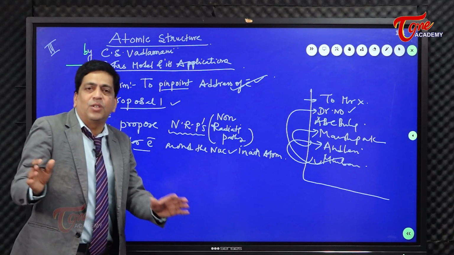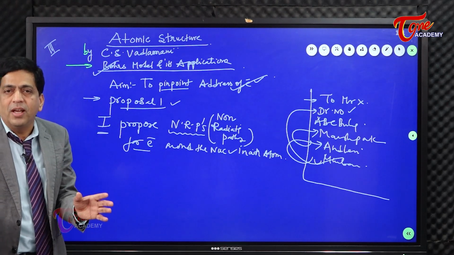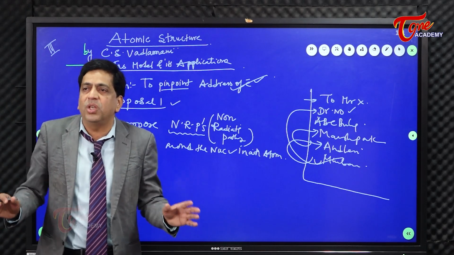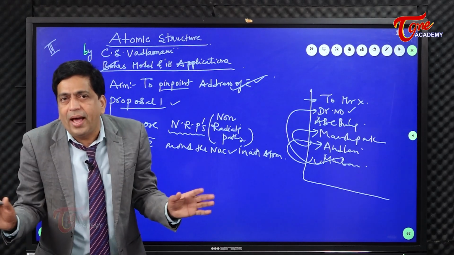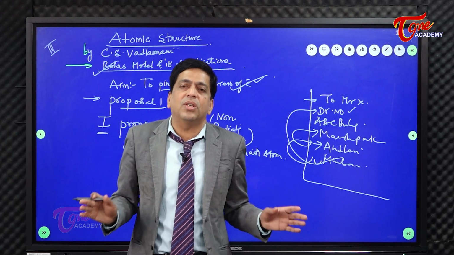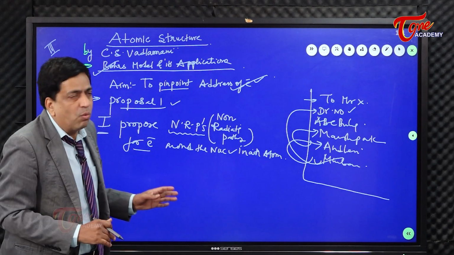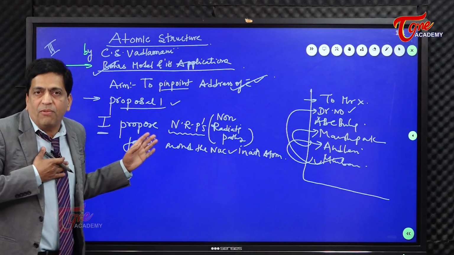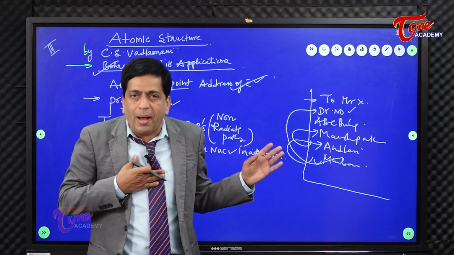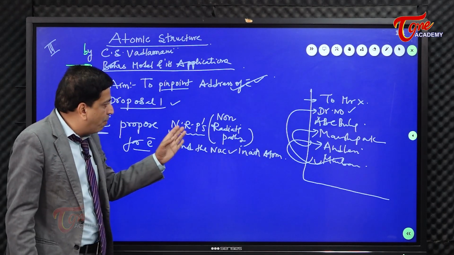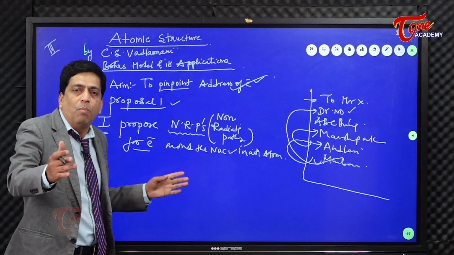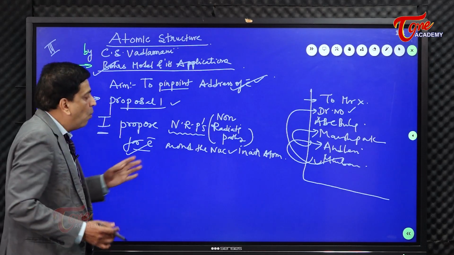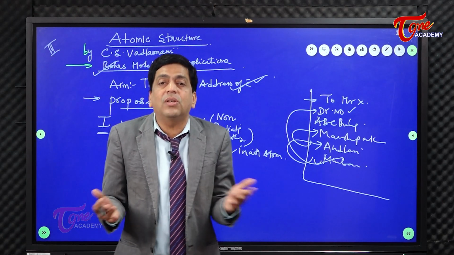So please understand his first proposal, which is so revolutionary. When he was proposing it, the room was full of learned persons, all scientists. And look at this statement he's making. I propose, he's so confident, he says, I propose non-radiating paths. Non-radiating paths for whom? For electrons. Where? Around the nucleus. Where? Inside the atom.